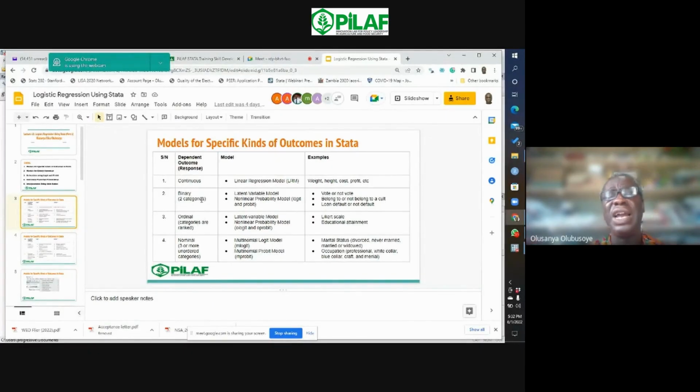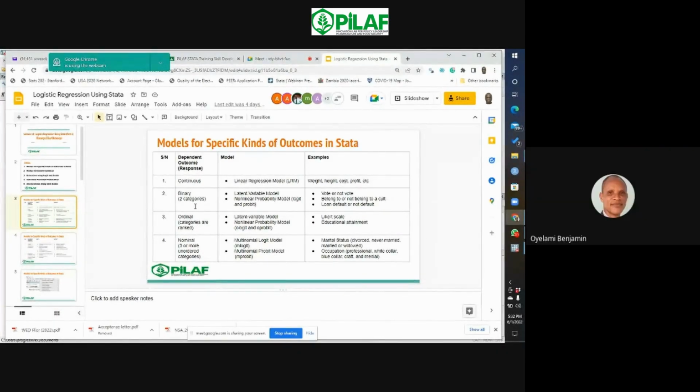There are 4 basic levels of measurement. The first is nominal, you can see nominal here. The second one is ordinal. You can see ordinal here. But binary is a special case of the nominal. It's also nominal, only that it has 2 categories. Is that okay?